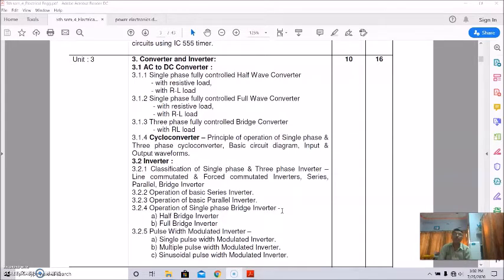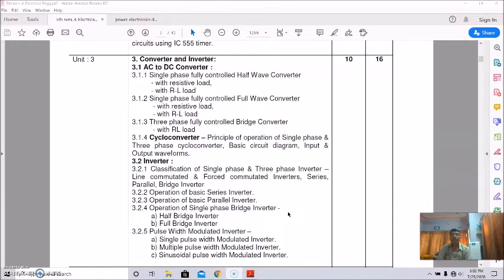So in our power electronics and drive class, so far in unit 3, we have discussed single phase fully controlled half wave converter with resistive load, with resistive inductive load, single phase fully controlled full wave converters with resistive load, with RL load, and also we have discussed three phase fully controlled bridge converter with RL load. In the last class we discussed three phase fully controlled bridge converter.